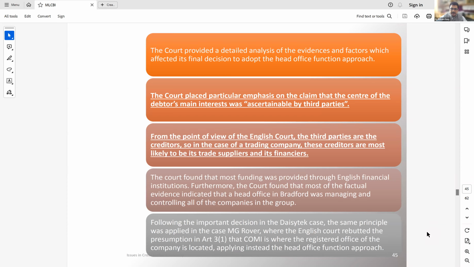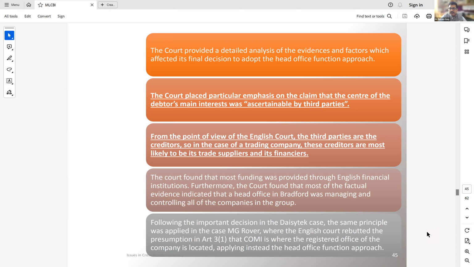Following the important decision in the Daisy case, the same principle was applied in the case of MG Rover, where the English court rebutted the presumption in Article 3, Clause 1 that COMI is where the registered office of the company is located, applying instead the head office function approach.